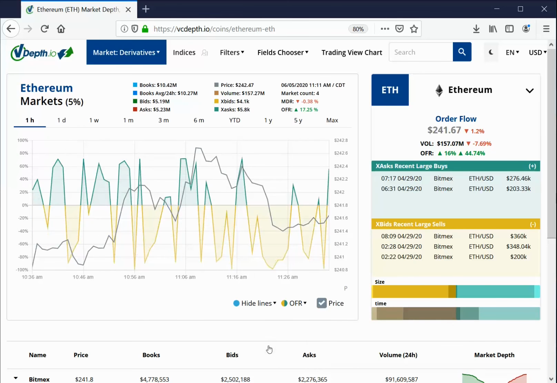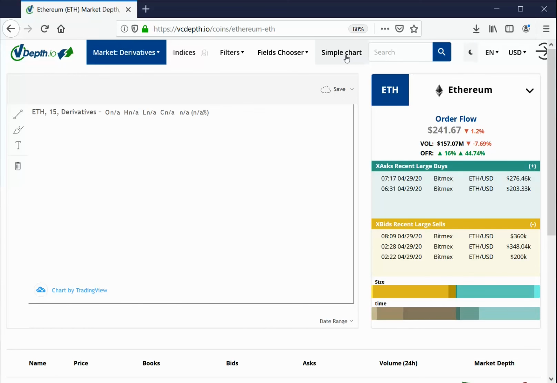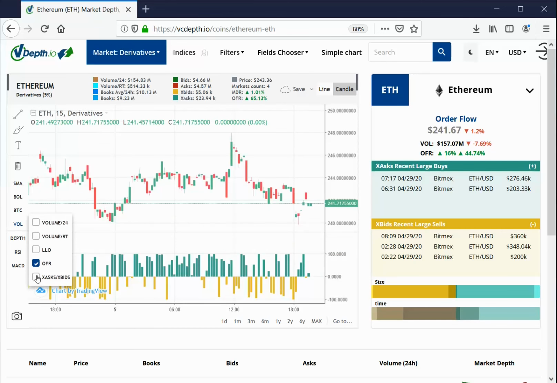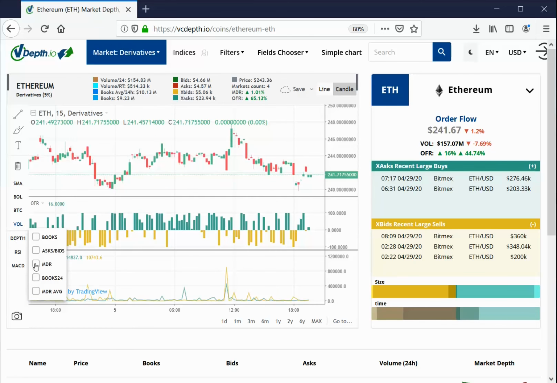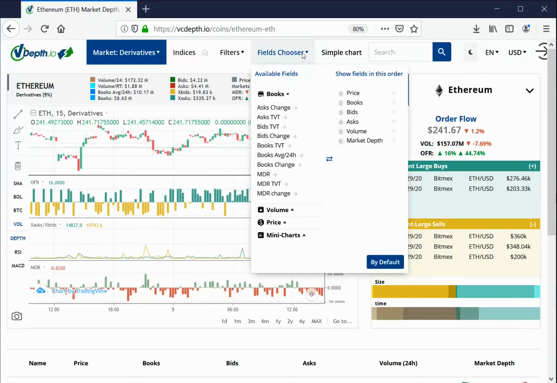We also offer an alpha version of our trading view charts with this data, and we'll be adding the additional moving averages for both our order books and order flow data in the near future. Additionally, we also add order flow columns to the field chooser underneath individual assets and exchanges.